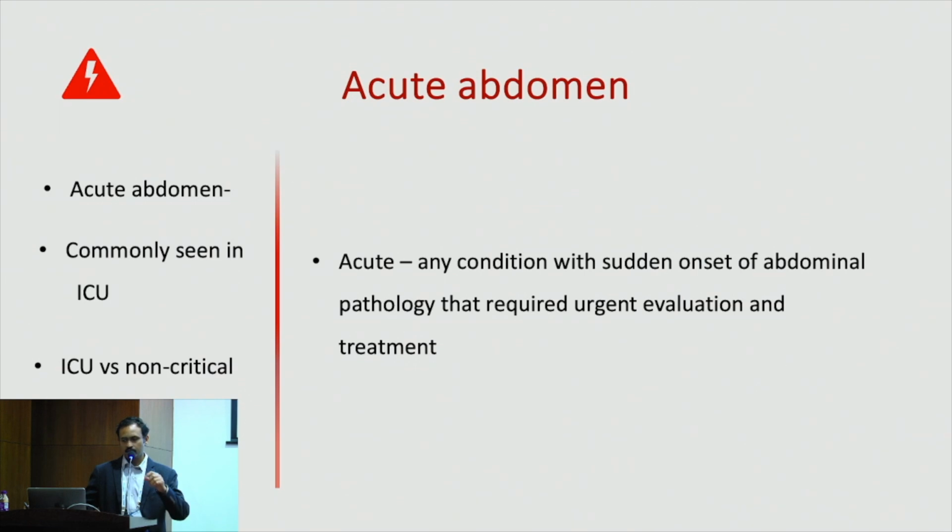So acute abdomen, if you see, is nothing but any condition that is very acute, that means sudden onset, that requires a faster intervention. That is a very simple way of defining any acute abdomen. It is very common in ICU, and it's also seen in non-critically ill patients. Especially if the patient is very sick, they land up in ICU, or else they land up in OT or maybe in a high dependency unit.